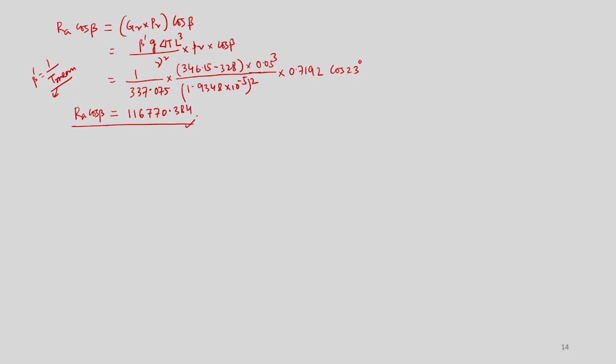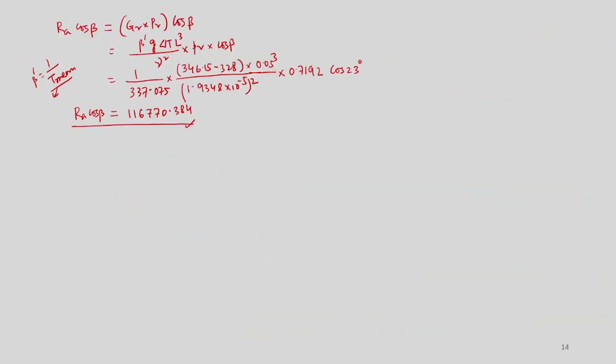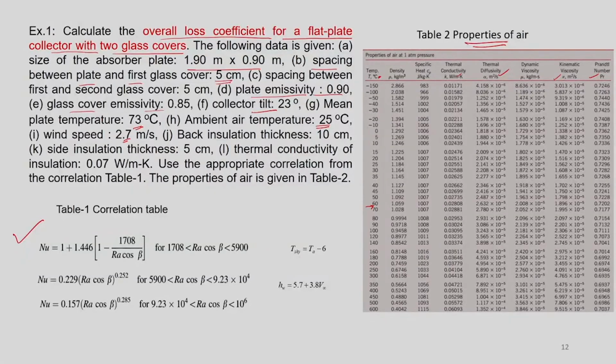So, now we have to apply the appropriate correlations. So, let us check which correlation can be used for estimation of heat transfer coefficient from absorber plate to the glass cover one. Okay. So, let us go back and see this value, we should remember 116770. So, check, we must use the correlation here. Our value falls in between this range. So, we need to apply this correlation.